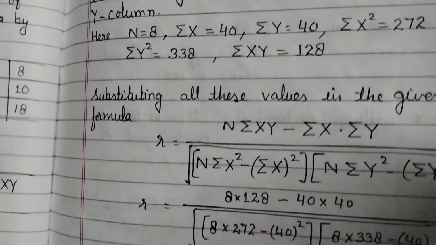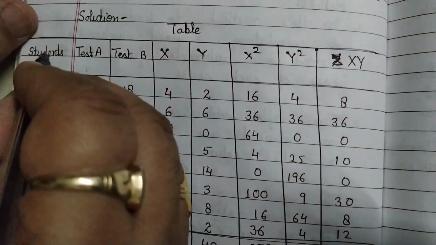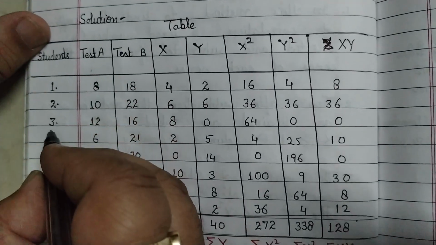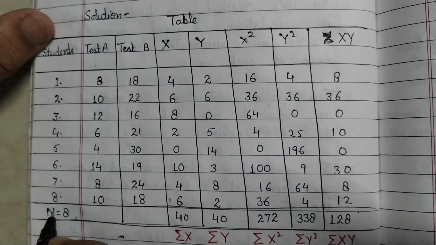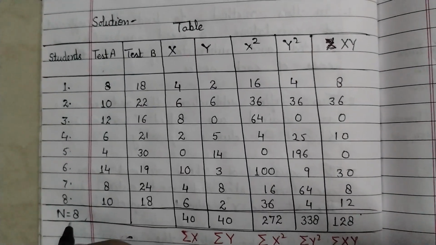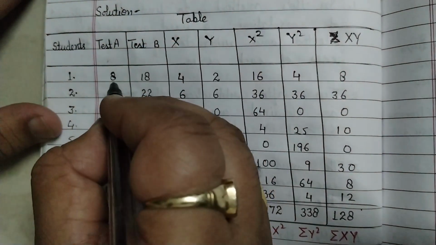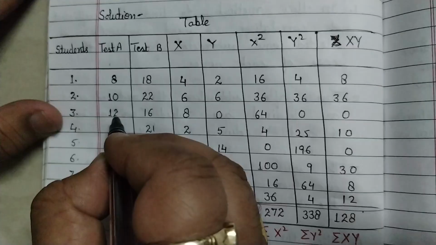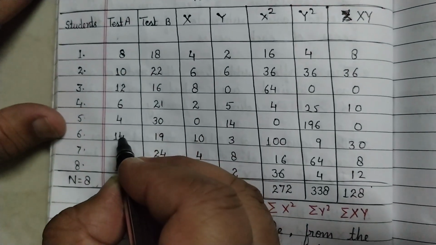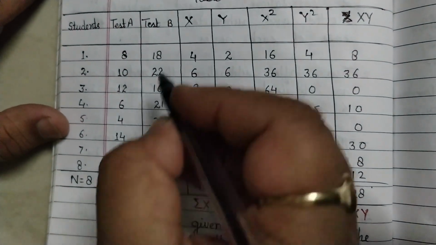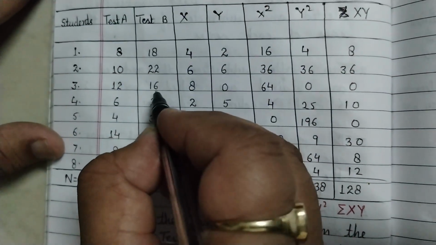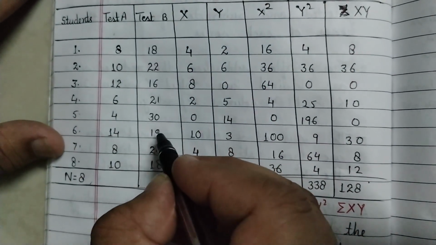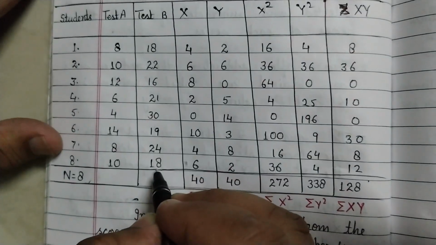Now come to the table. Again the students column is the same, 1 2 3 4 5 6 7 8, and there are 8 students, so n is equal to 8. Now test A scores are as follows: 8, 10, 12, 6, 4, 14, 8, 10. Test B scores are as follows: 18, 22, 16, 21, 30, 19, 24, 18.